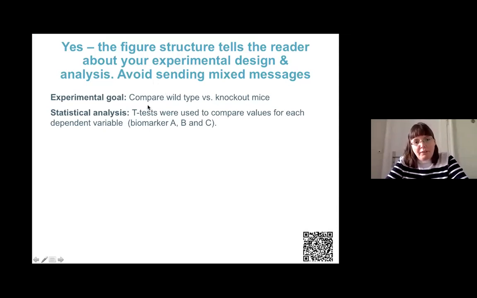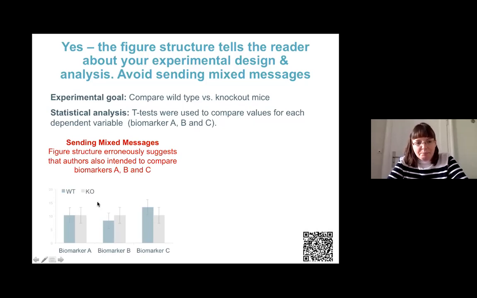So let's say we have an experimental goal where we want to compare 2 different types of mice. We'll call them a wild type mouse and a knockout mouse. And for my statistical analyses, I have t-tests that were used to compare values for each dependent variable, biomarkers A, B, and C. So in this scenario, a graph that I might often see in a paper looks like this, where I have all 3 of my different biomarkers on the same graph and the comparisons for the wild type mice and then the knockout mice shown in different bar colors.